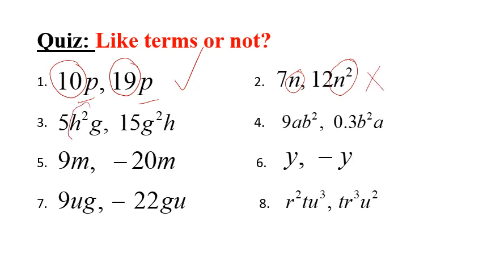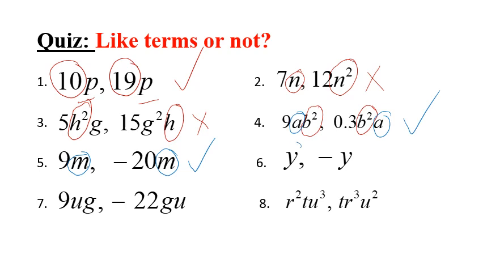Here I've got an H squared, so I'm going to look over to the next term and find that that is not an H squared straight away, not like terms. Here I've got a B squared. Check the other term. Yes, I've got a B squared. Then I have an A. Check the other term. I have an A, like terms. M and M, both raised to the power of 1, like terms. Y raised to the power of 1, another Y over here to the power of 1, like terms.